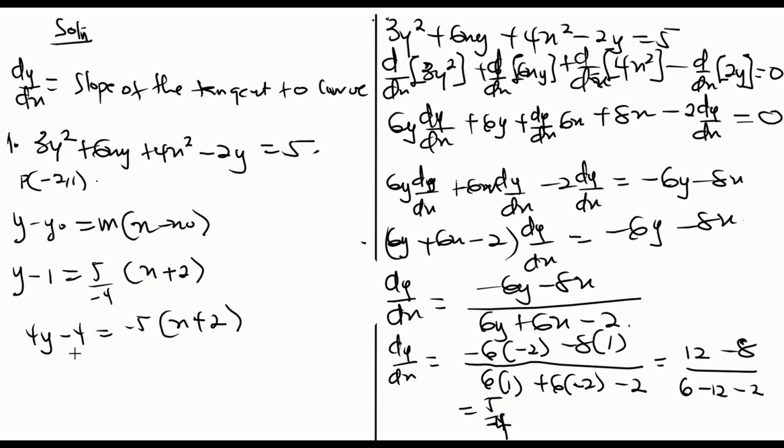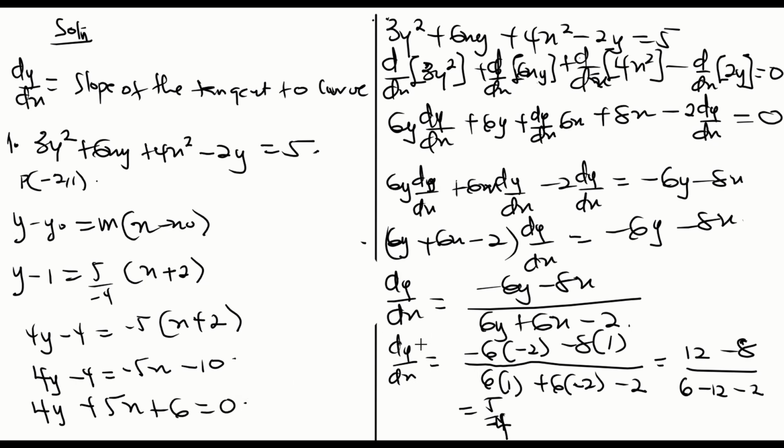Then we proceed to get the equation of the tangent line, which is going to be 4y minus 4 equals minus 5x minus 10. Then finally, when we do all that, we get the equation of the tangent to be 4y plus 5x plus 6 is equal to 0.